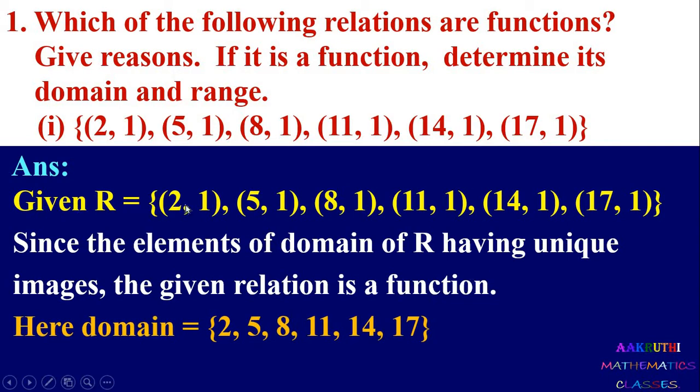Now the domain is the set of all first elements here. In this relation the first elements are 2, 5, 8, 11, 14 and 17. So the domain is the set {2, 5, 8, 11, 14, 17}. Then we have to find the range. The range is the set of all second elements here, and the second element is only 1. Therefore the set containing 1 is the range. So the range is the set {1}.